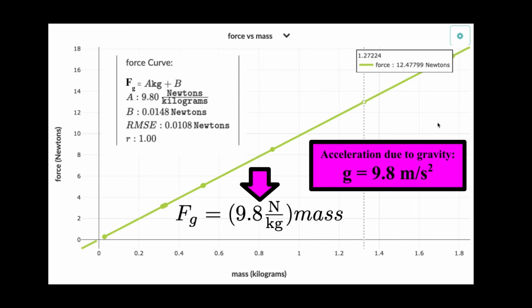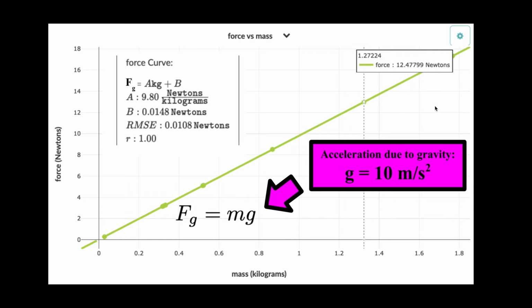This makes sense because the acceleration due to gravity is a measure of the Earth's gravitational field, how strong the Earth's gravitational field is. And the relationship between force and mass also depends on the strength of Earth's gravitational field. We obviously round that to 10, and this is how we commonly write the equation. The force of gravity equals mass times little g, where little g on Earth we approximate as 10 meters per second squared, or as 10 newtons per kilogram.